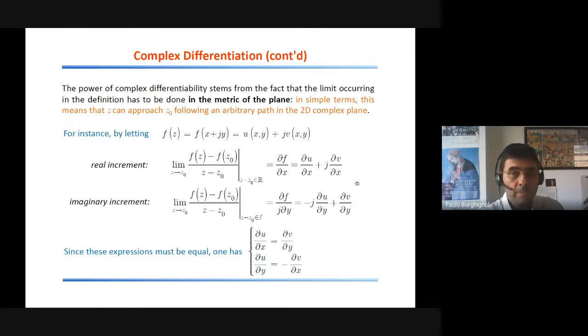As you know, if two complex quantities are equal, this means that their real parts are equal and also their imaginary parts are equal. This gives you immediately a system of real equations, which tells you that the derivative with respect to x of u is equal to the derivative with respect to y of v, and vice versa: the derivative with respect to y of u is equal to the derivative of v with respect to x, with a change of sign in this second relation. This set of relations is very important, and it also has a name. It is called the Cauchy-Riemann equations.